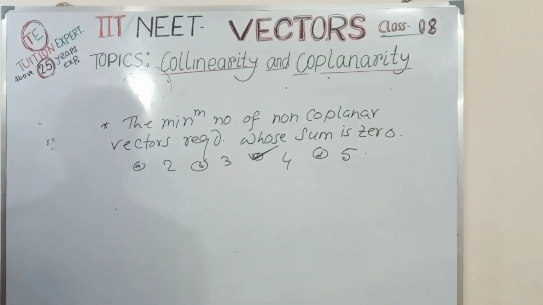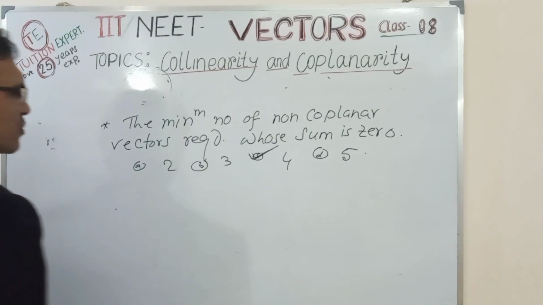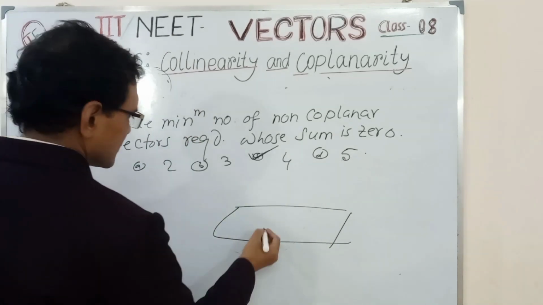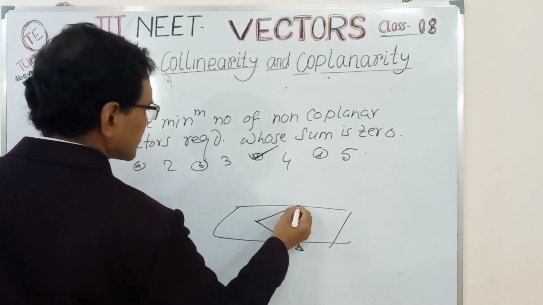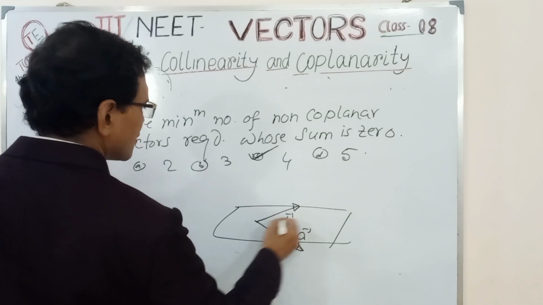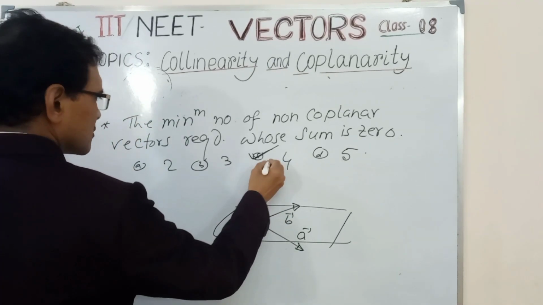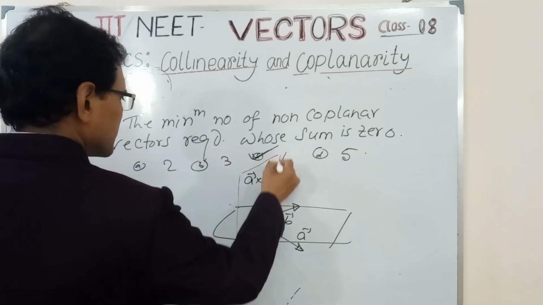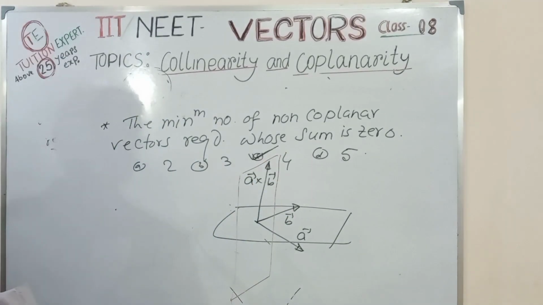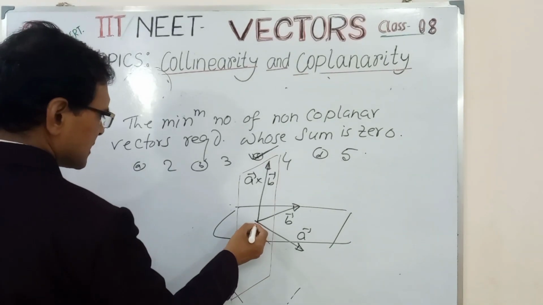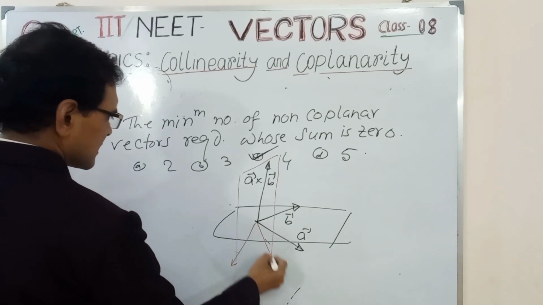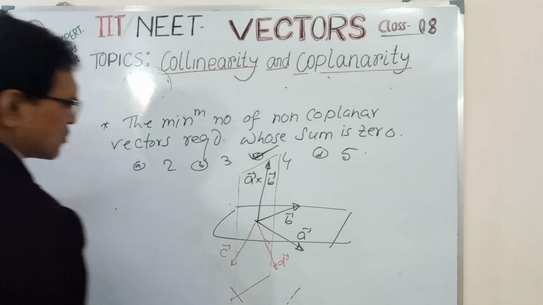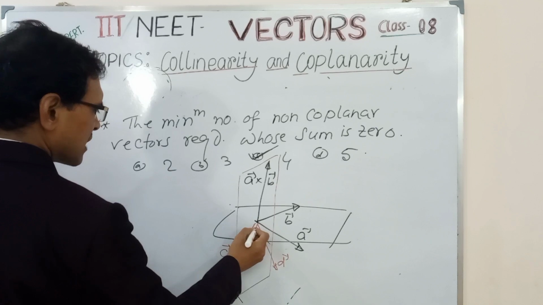Non-coplanar means the vectors don't lie in the same plane. Suppose this is a plane, with vectors like A and B. Now what is the direction of A cross B? A cross B is this way. Suppose here C and D are present. The resultant of C and D must be along the diagonal.